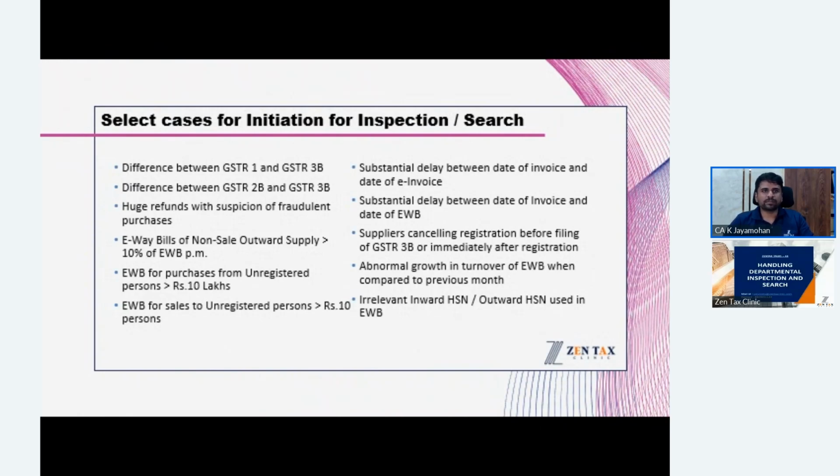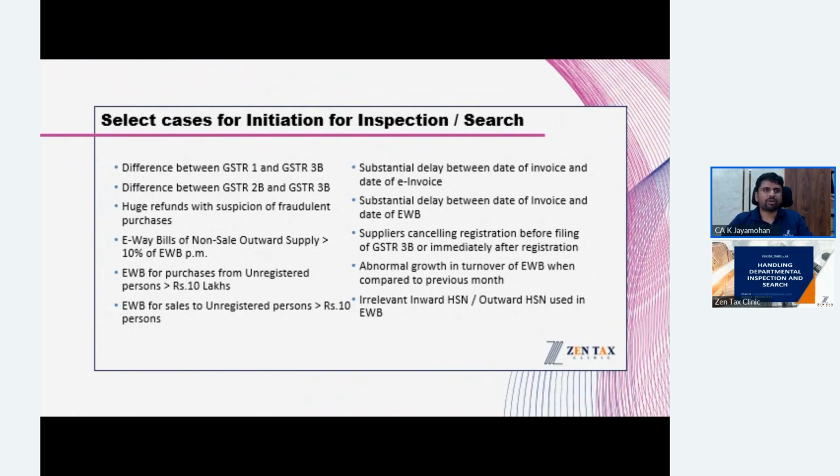Huge refunds with suspicion of fraudulent purchases. See, these things are very much exclusive, which are known only to the department members. They might do some data analytics, and if you have been claiming refunds for export and also inverted duty structure, there might be a possibility that your case is being taken up for inspection.